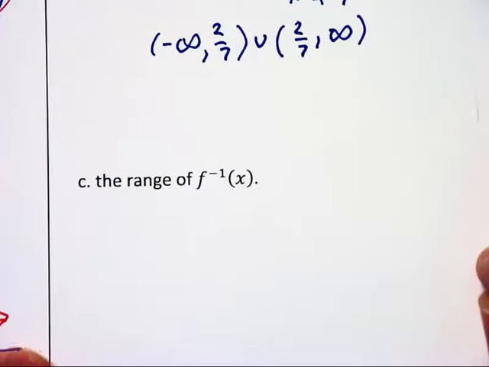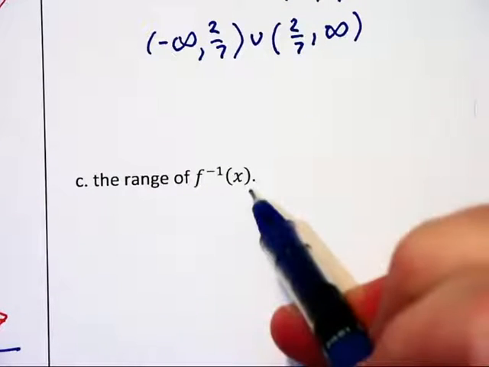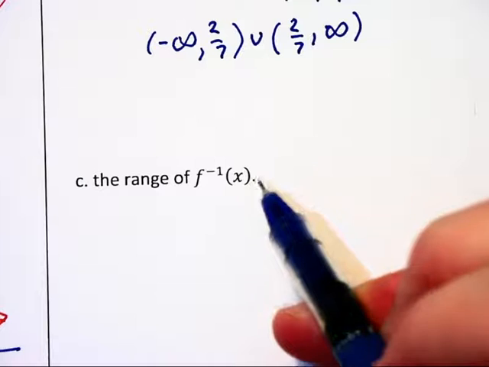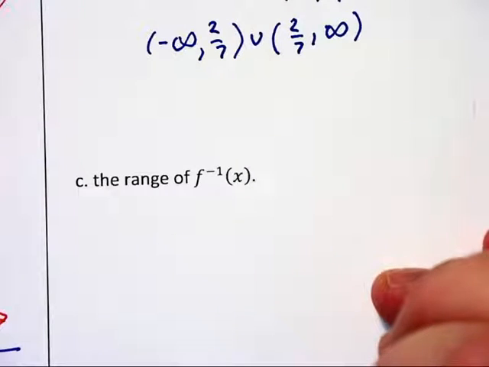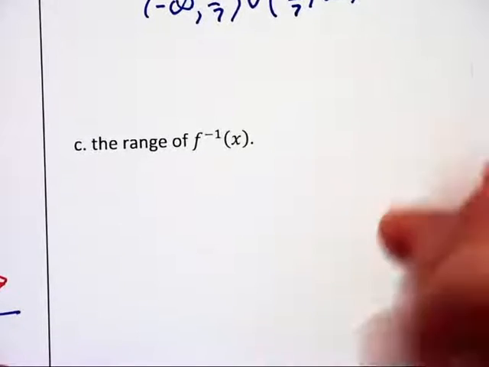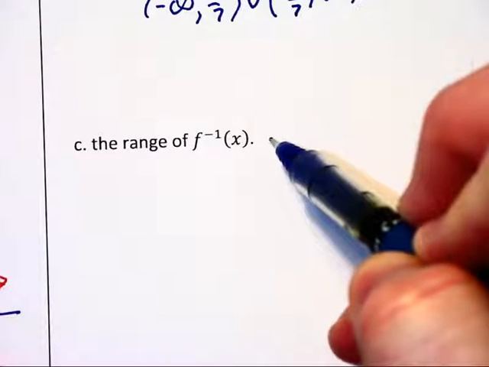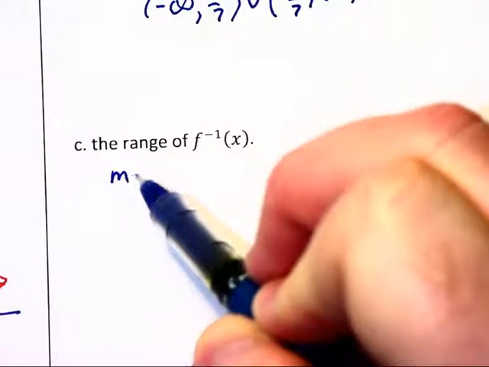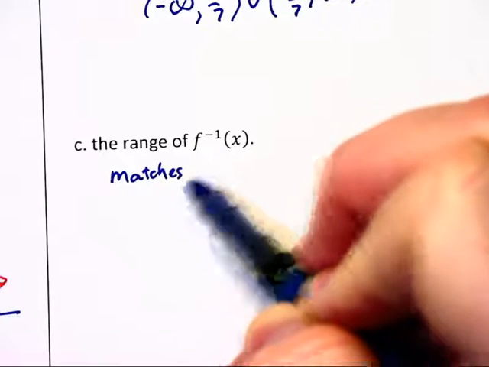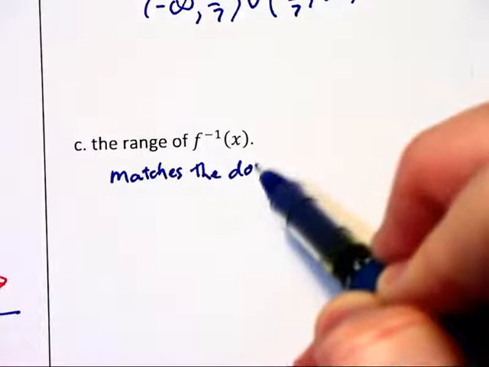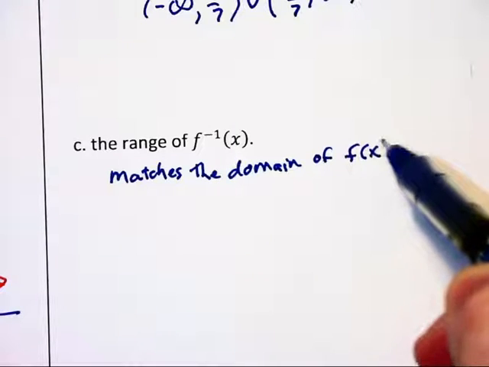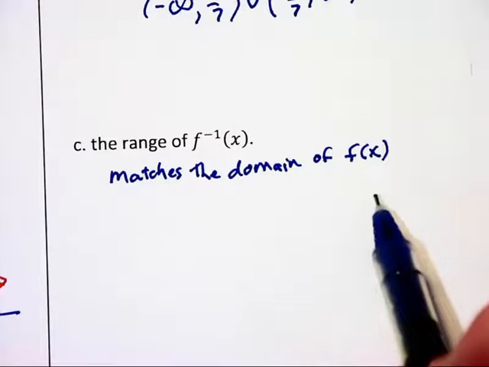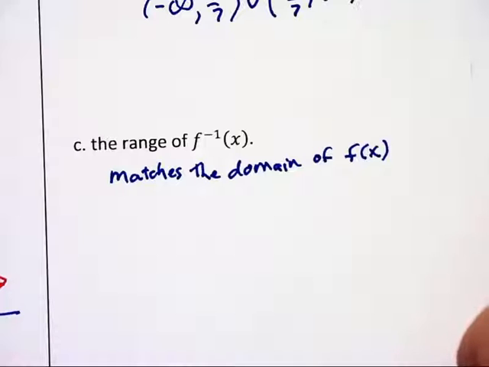Now, to find the range of f inverse of x, I don't think we're very good at finding the range of things we don't know how to graph yet. So basically I want to use an idea. The range of f inverse matches the domain of the original function f of x. Just as x and y trade places, the domain and range trade places.